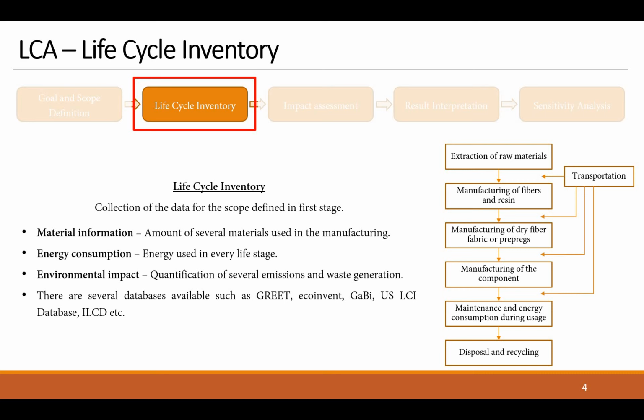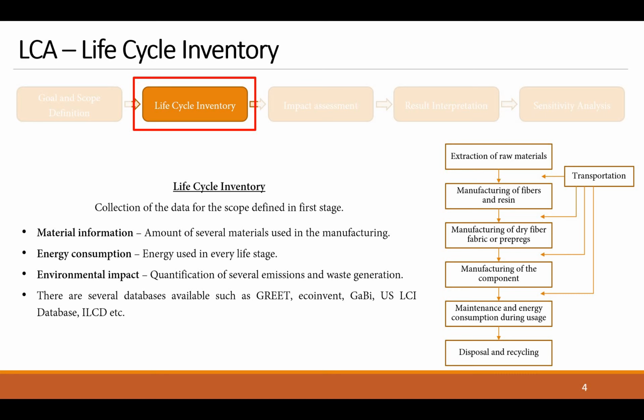It could be anything. It could be the chassis of a car, it can be a hydrogen storage tank, or it can be a windmill blade, wind turbine blade. So anything we want to manufacture, that part, manufacturing of that particular part, then the use of that part, maintenance during that use phase, and finally the disposal.